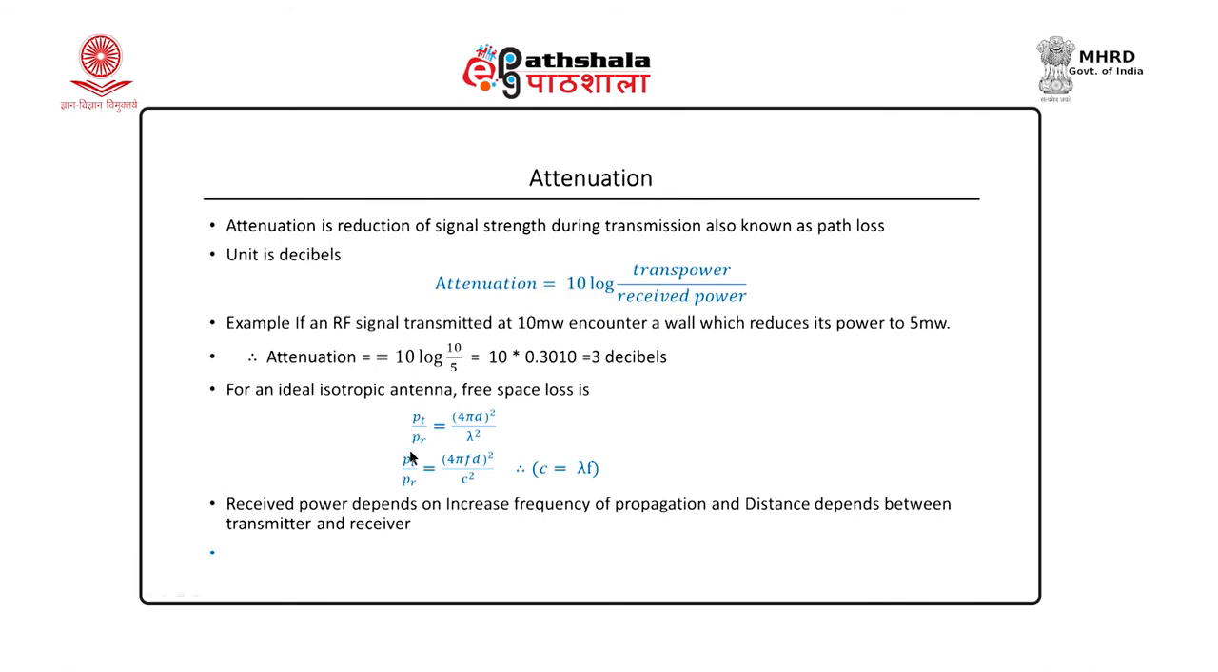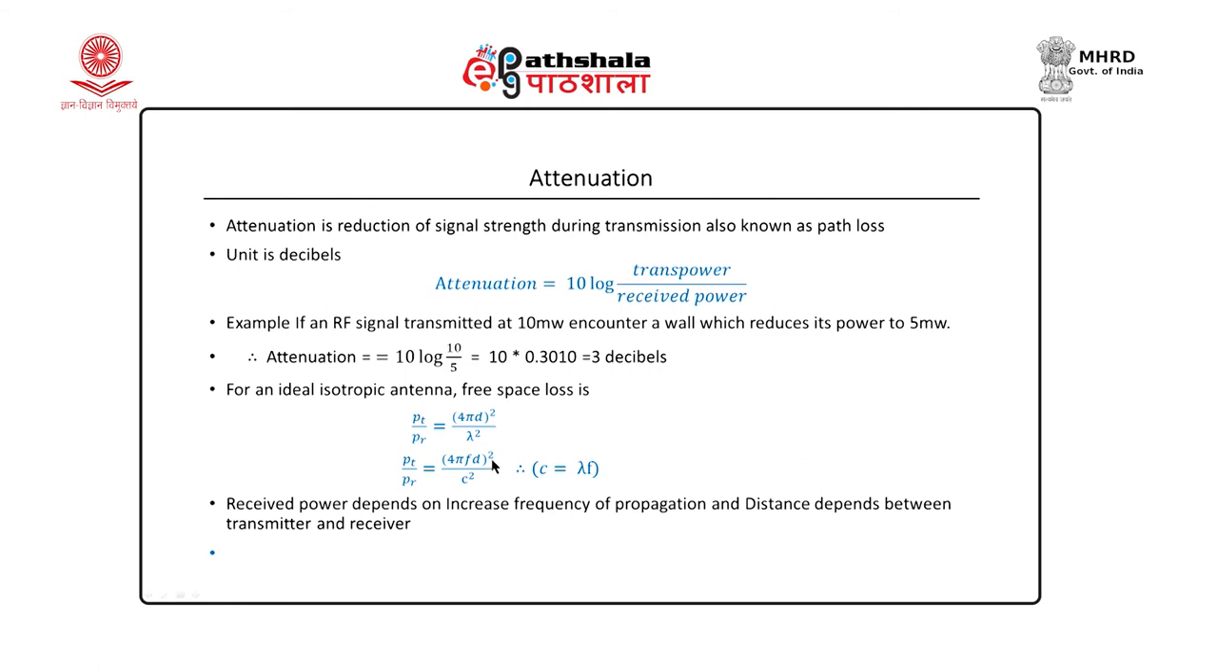If I talk about the ideal isotropic antenna, and do not consider objects in between, the free space loss, that is when there are no objects in between, the ratio PT by PR of transmitted power to received power is given by (4 pi d)^2 divided by lambda^2. If I convert this into frequency, where lambda is the wavelength, you get (4 pi f d)^2 divided by c^2. Now 4 pi and c^2 are both constants. So what are the variables here? f and d.